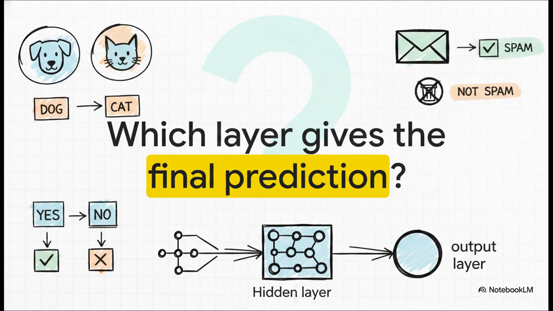Let's do one more quick knowledge check. Which layer gives the final prediction, like making the ultimate decision if an incoming email is spam or not spam? Think about the flow we just walked through. Yep, you guessed it. It's the output layer. It always delivers the final verdict.